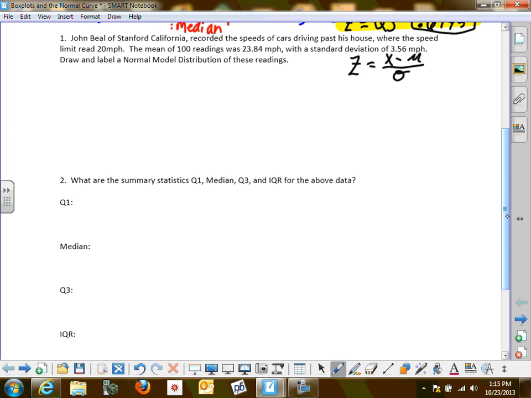So here we go. John Bill of Stanford, California, recorded the speeds of cars driving past his house where the speed limit read 20 miles per hour. The mean of 100 readings was 23.84 miles per hour with a standard deviation of 3.56 miles per hour. Draw and label a normal model distribution of these readings.